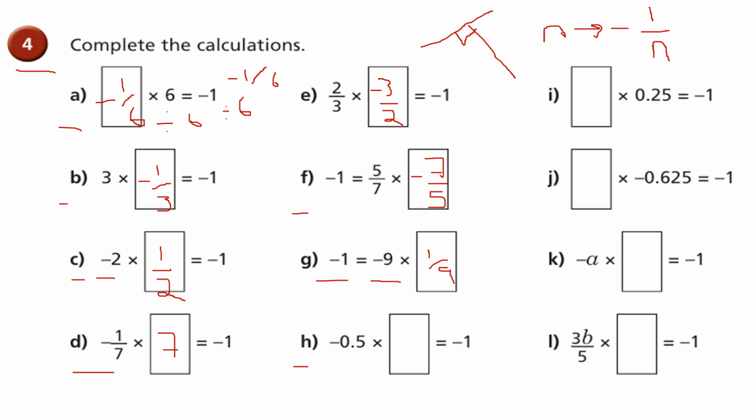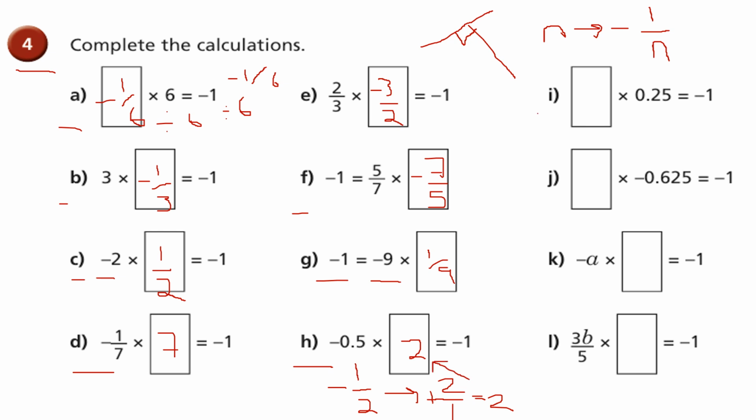This one is a bit trickier because it's in decimal form. -0.5 times what is -1? Well, it's actually times by 2. That's because this as a fraction is -5/10, which is equal to -1/2. So if I negate and do the reciprocal, I get 2 over 1, with a plus, which is equal to 2. That's where the 2 comes from.